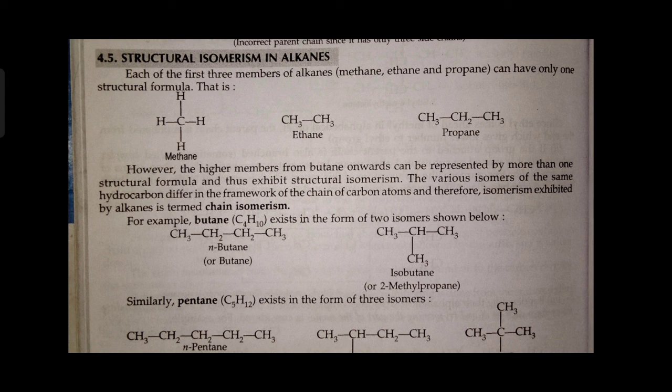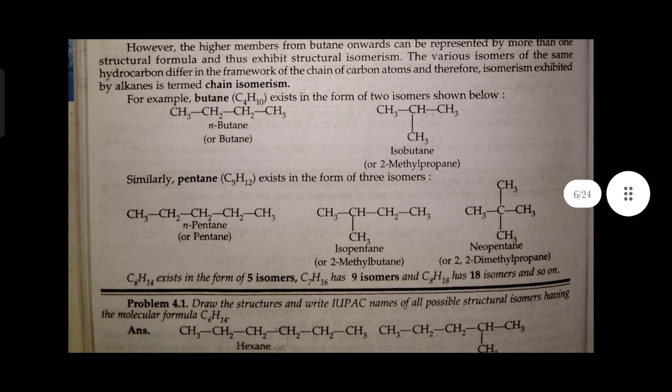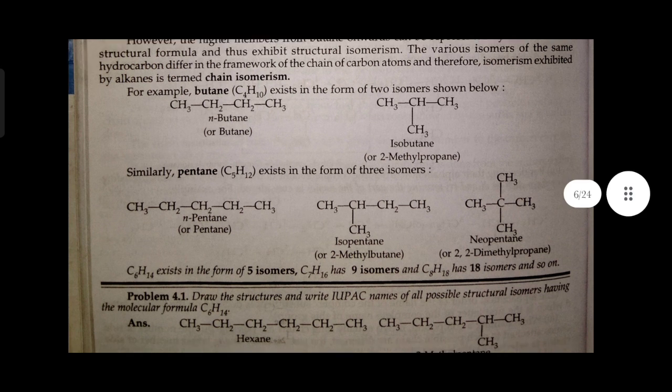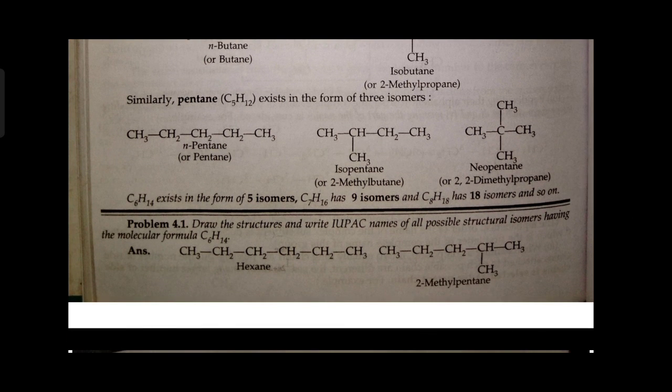For example, butane exists in the form of two isomers, that is normal butane and isobutane, or we can say isobutane as 2-methylpropane. Similarly, pentane exists in the form of three isomers, that is n-pentane, isopentane, and neopentane. C6H14 exists in the form of 5 isomers, C7H16 has 9 isomers, C8H18 has 18 isomers, and so on.